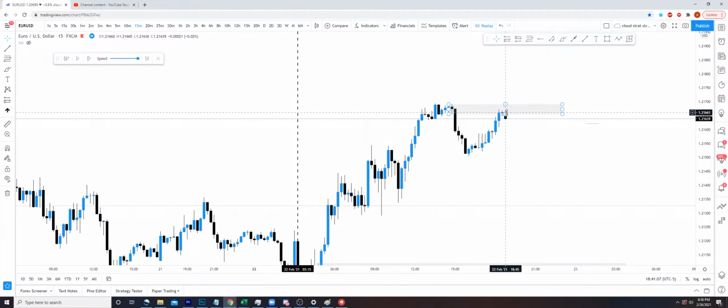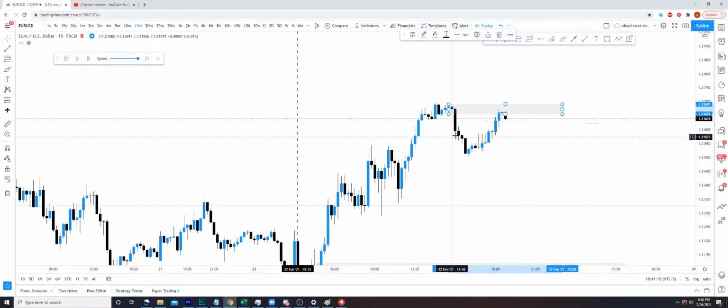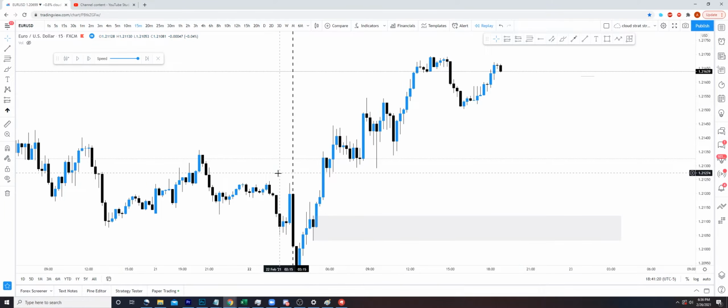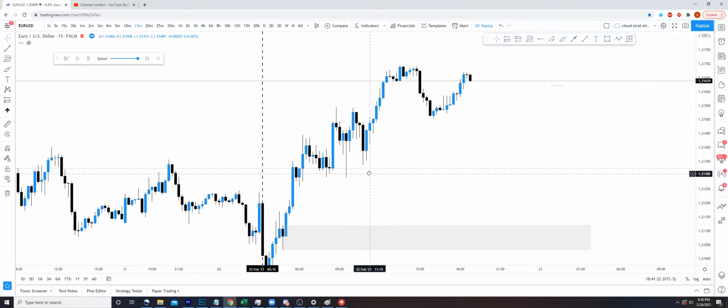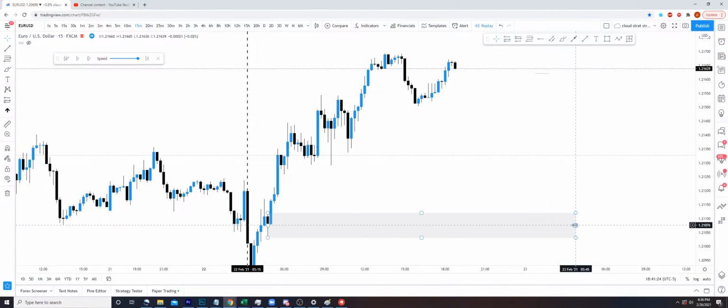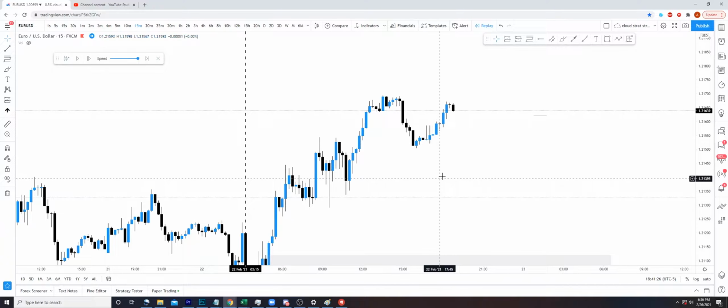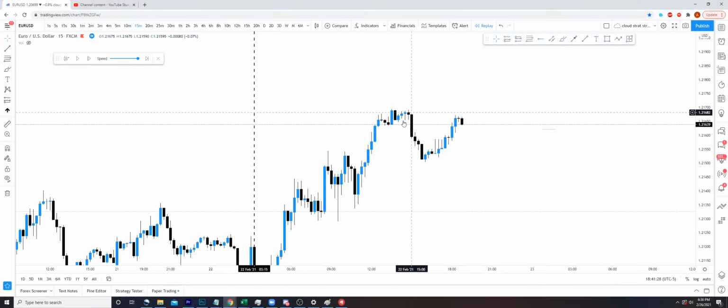This has now become mitigated, so it is no longer considered an area of supply. It's no longer a supply zone, and we don't wanna be trading this anymore. This POI has been relatively invalidated. So since this point here, the only valid POI currently, or valid demand zone, is this one right here. And the only valid supply zone, in this case, would be nothing.